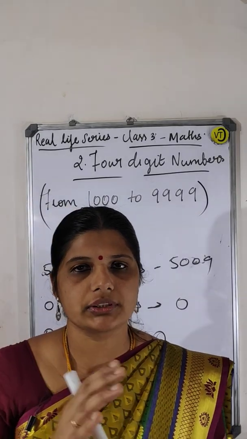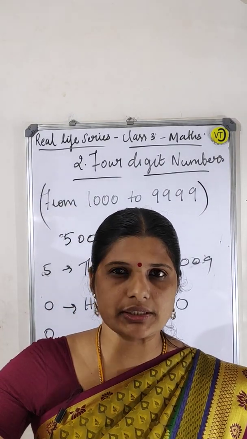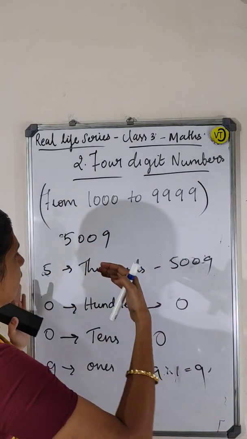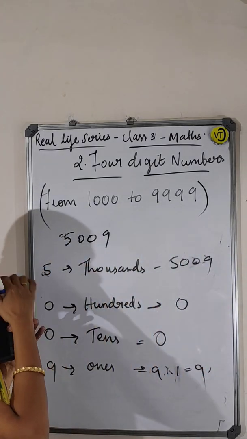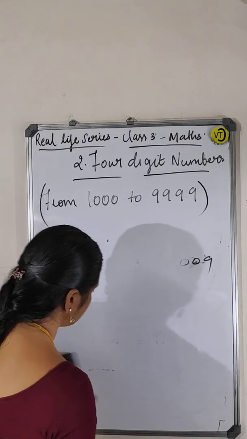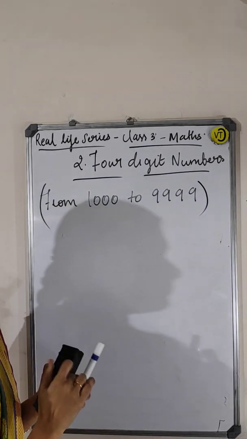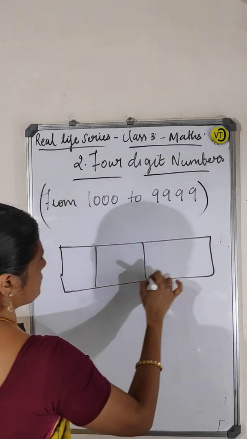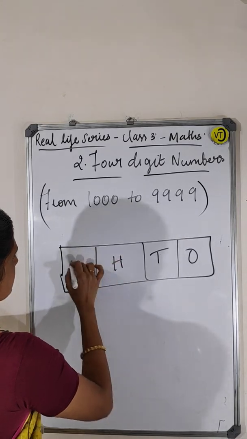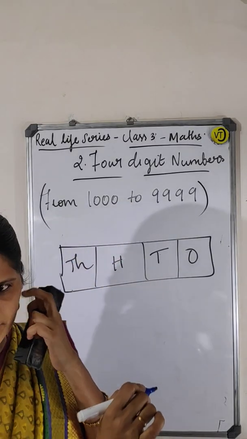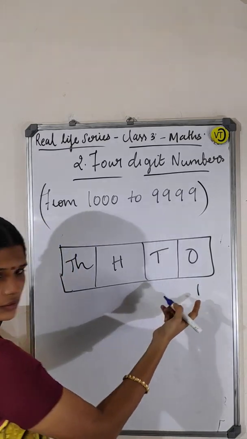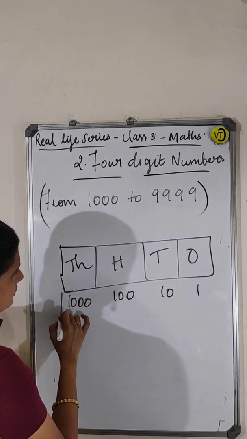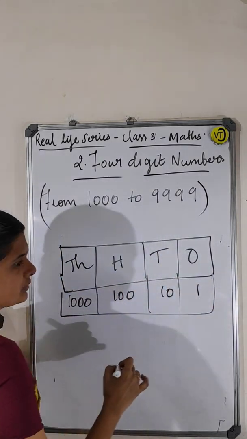You know the place value chart, right? Ones, tens, hundreds, thousands. It always starts from this side, the right side: ones, tens, hundreds, and here thousands. The place value chart is very important, guys. This is ones, tens, hundreds, thousands. This is ones, this is tens, this is hundreds, this is thousands.